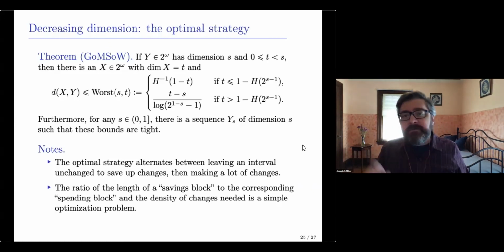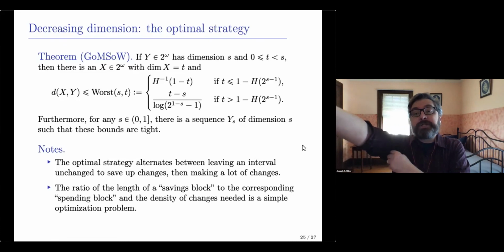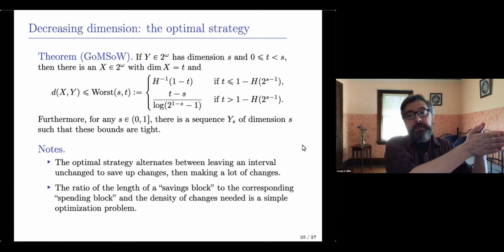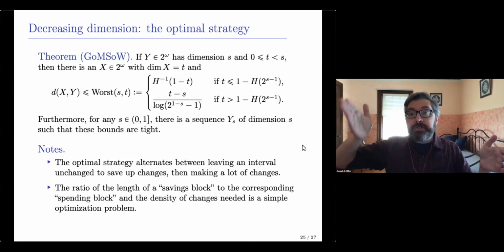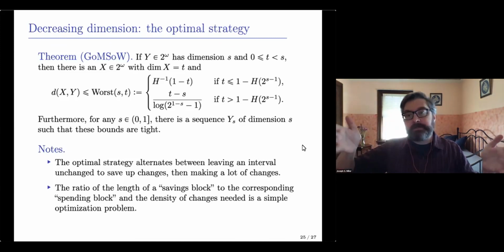And I can even tell you what's the difference between the infinite and the finite case. In the infinite case, the way we leverage the fact that we're starting from a dimension S is that we don't switch from savings to spending until we get to an initial segment of complexity S times this length. So that's how we use the fact that Y has dimension S.